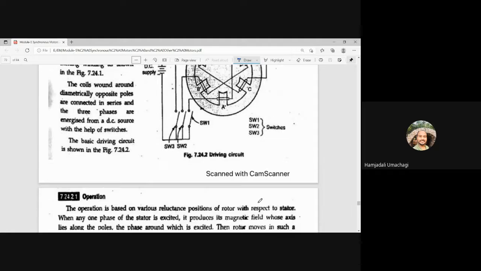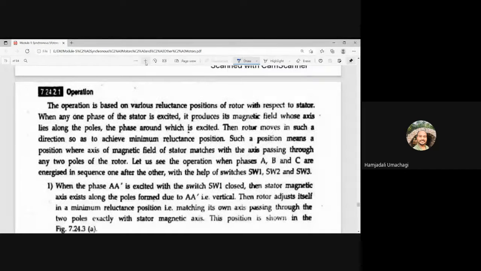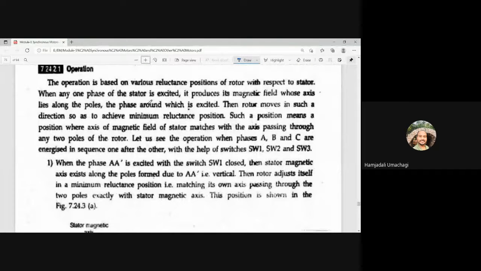Now let us see the working of the variable reluctance stepper motor. The operation is based on various reluctance positions of the rotor with respect to the stator. When any one phase of the stator is excited, it produces its magnetic field whose axis lies along the pole.